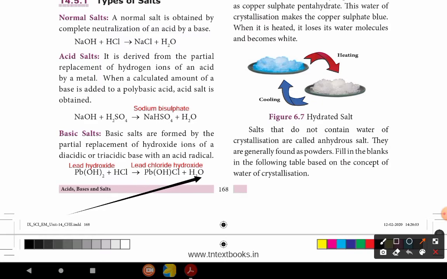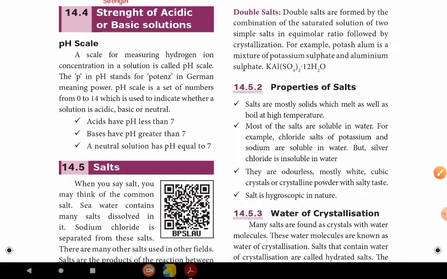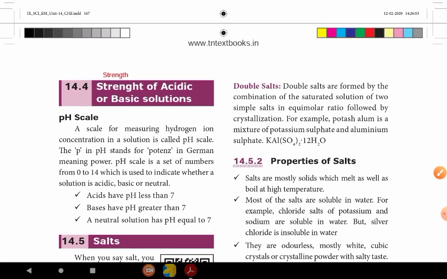Basic salt plus, of course, water. You will get water. So you understand, children, what a basic salt is? Okay, let's go on. I hope you understood that. And then we have the double salt.